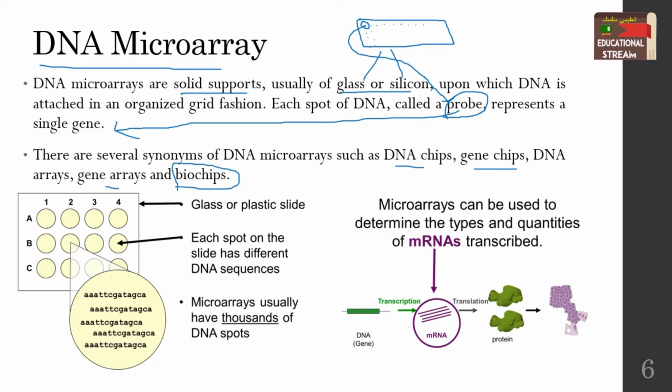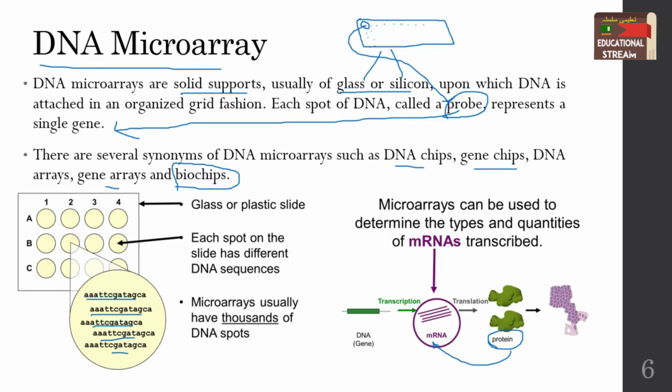So first of all, DNA microarray involves a glass or plastic or silicon slide, and each spot on the slide has a different DNA sequence. As you can see in this spot, this is the sequence of the DNA, which we will call a probe, and one probe is for one gene. So microarrays usually have thousands of DNA spots. So thousands of genes are present together and in an organized fashion on a single glass plate. And DNA microarray is mostly used to find out the gene expression for the expression analysis. When we talk about the expression, it means we want to study the status of the protein that we can get from the messenger RNA.